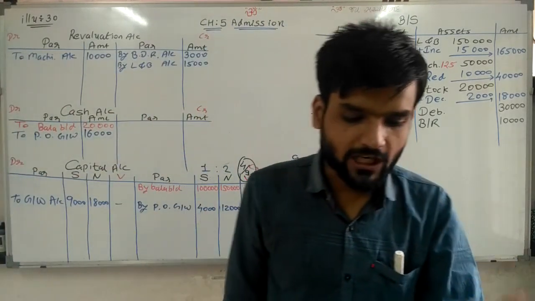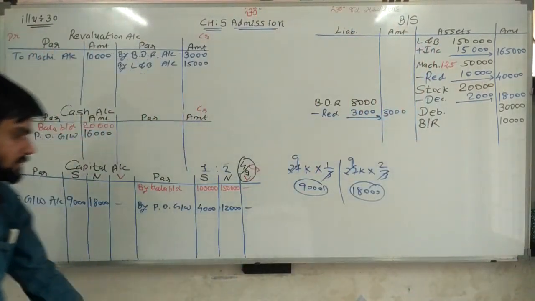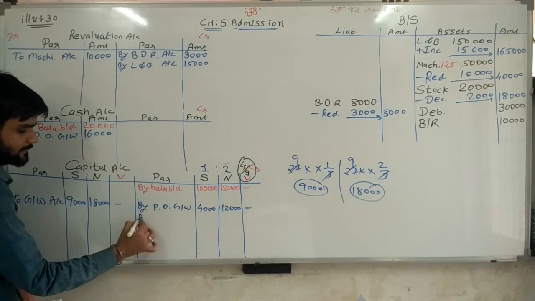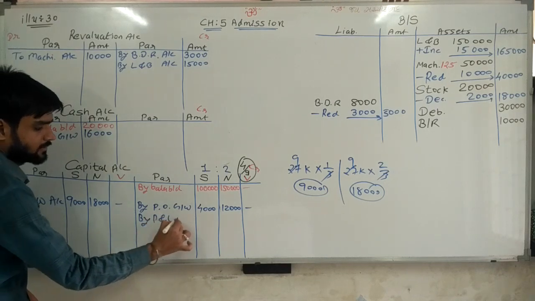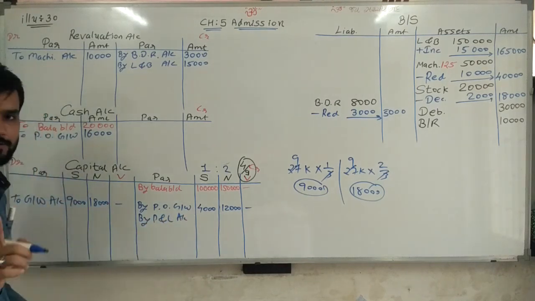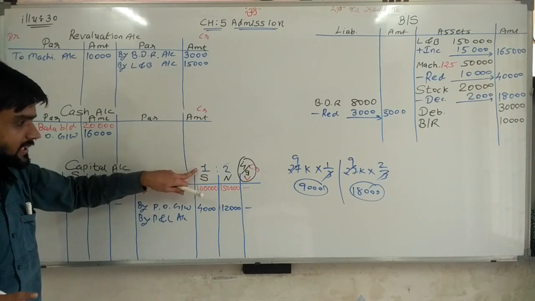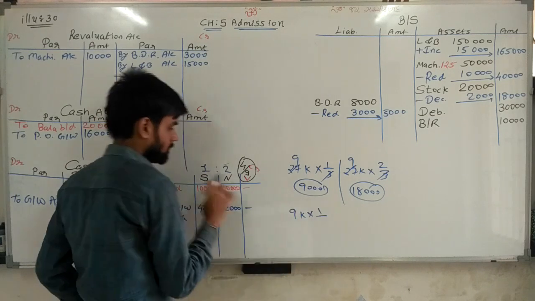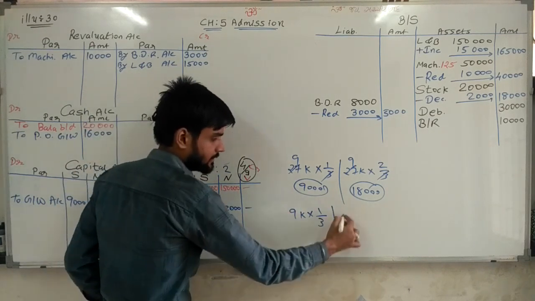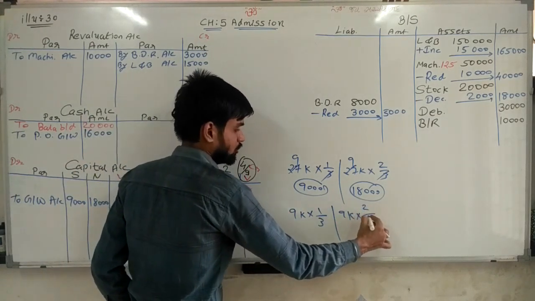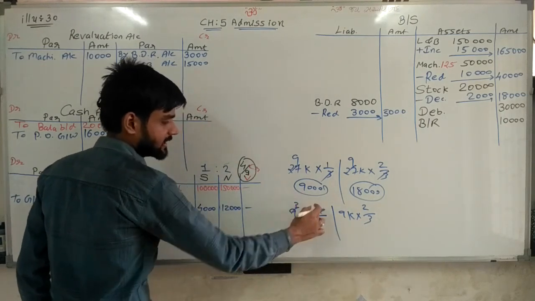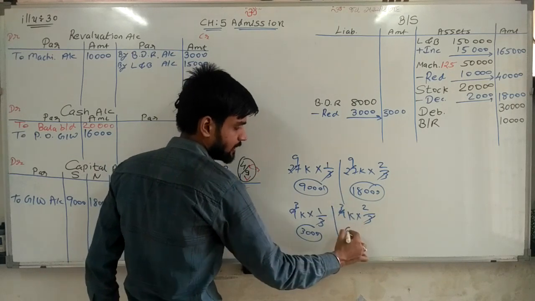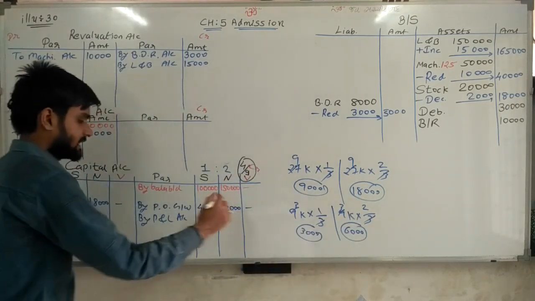Going ahead, the profit and loss account. Sir, the profit and loss account of 9,000 is given, to be distributed among the partners. This 9,000 is distributed among the partners in the old ratio. So 9,000 into 1 by 3, and 9,000 into 2 by 3. 3 3s are 9, so 3,000, and 3 2s are 6, so 6,000. So 3,000 and 6,000 is the split.